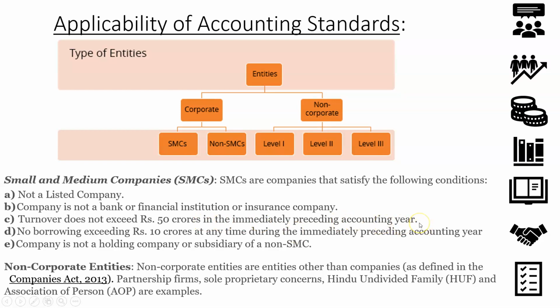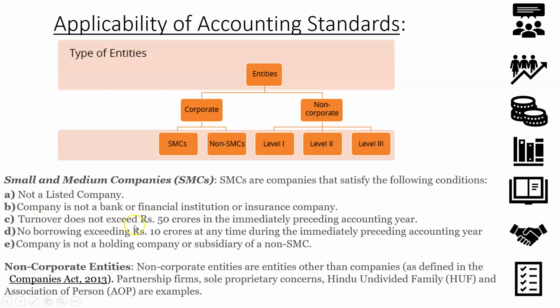Now, if today we are standing in accounting year 2020-2021, the immediately preceding accounting year would be 2019-2020. If in the current year we have to check whether a company is a small and medium sized company, we will see the financial statements of the previous accounting year and we will see if the sales do not exceed 50 crore rupees.